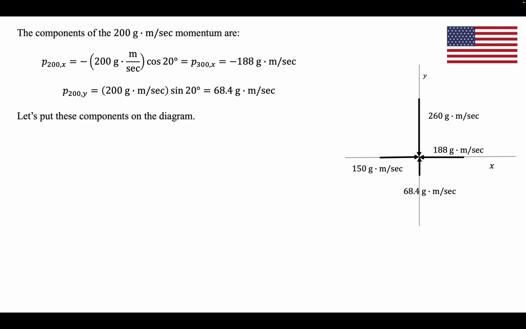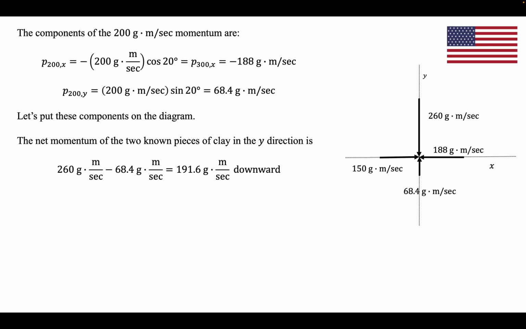Now we can get the net component in the y direction. We have 260 down, 68.4 up. We subtract those, we get 191.6 downwards. This one's winning. It's going downward, 191.6 gram meters per second. We have 188 to the left, 150 to the right. That's 38 to the left.